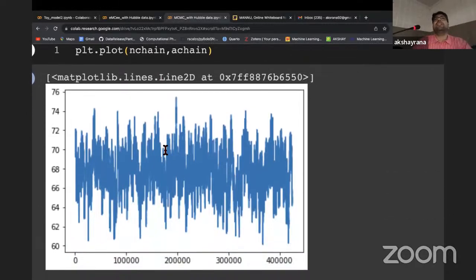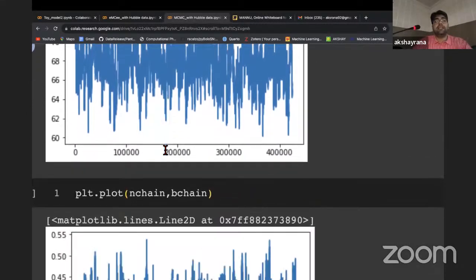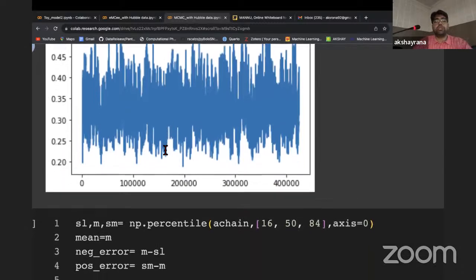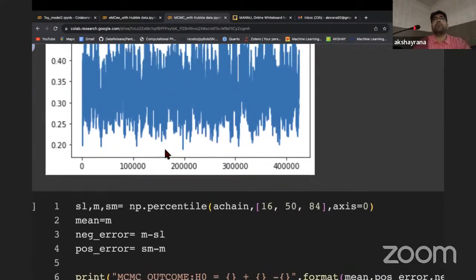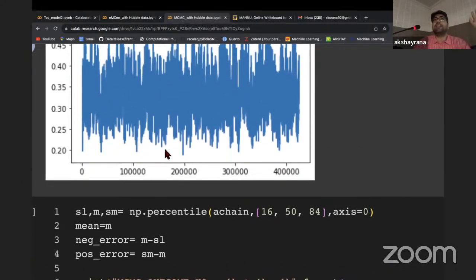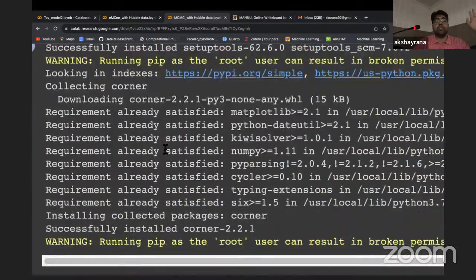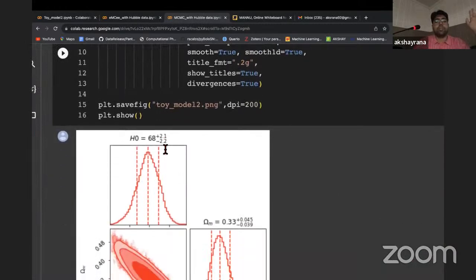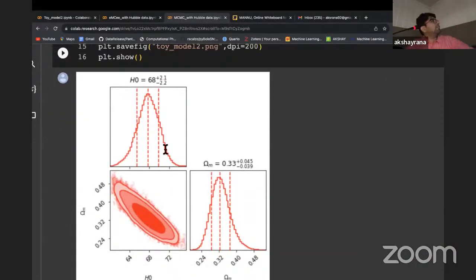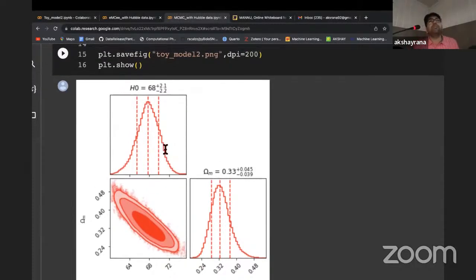Nothing but I'm plotting the same parameter, the chain, the same plot. I hope these plots are making sense. Then I plot the same thing by using a corner plot. I'll show you the corner plot. I'm getting this result. Okay, one second. Have you seen these kinds of plots? Most of you must have seen them.